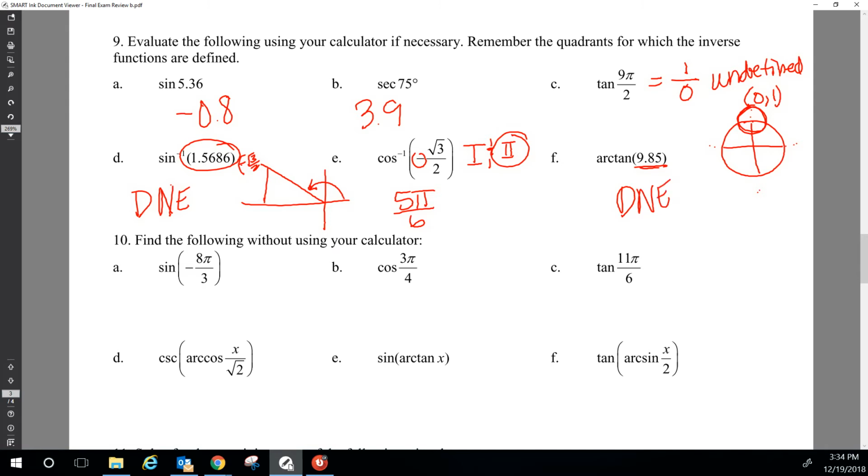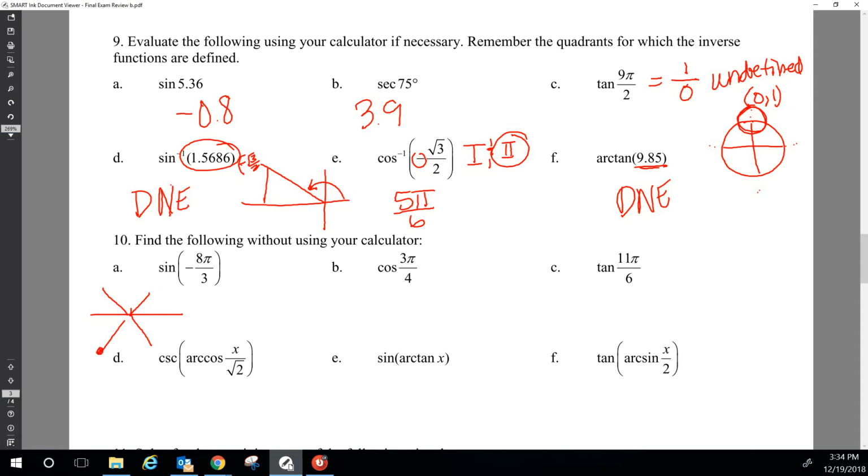Find the following without using your calculator. So negative 8 pi over 3. All right, let's think about that one. So here we go. Here's my unit circle. I'm going to divide each of my pi's into 3s. I'm going to take this part out. That's just kind of confusing. Here's 0. Minus pi over 3, minus 2 pi over 3, minus 3 pi over 3, which is minus pi. 4 pi over 3, 5 pi over 3, 6 pi over 3, 7 pi over 3, 8 pi over 3.